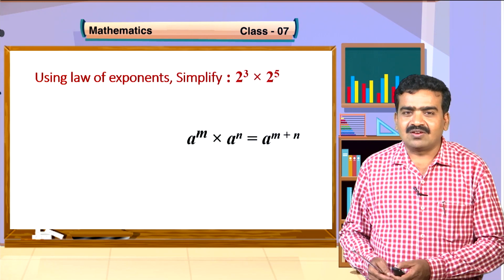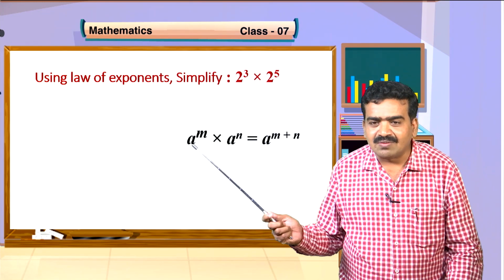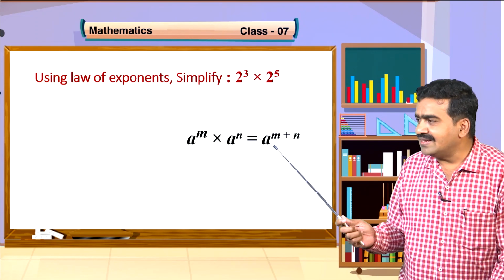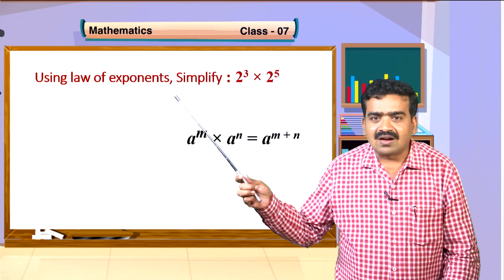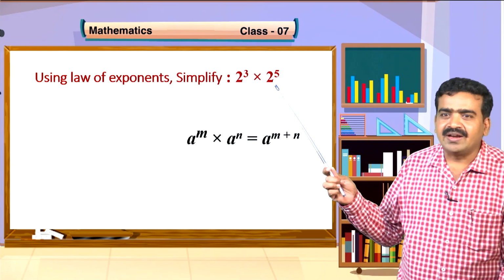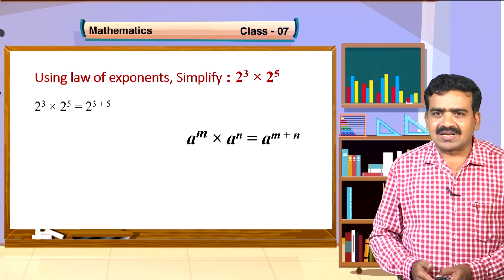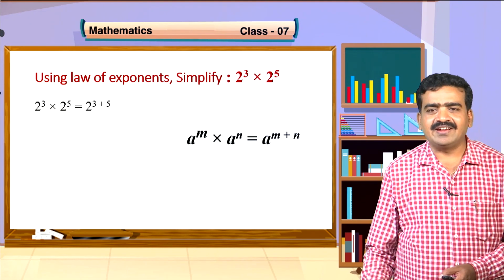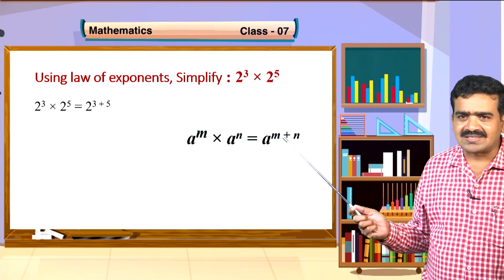So, let us solve a few problems by using the law of exponents. a to the power of m into a to the power of n is equal to a to the power of m plus n. Using the law of exponents, simplify 2 cubed into 2 to the power of 5. Here we have to use the law of exponents, that is a to the power of m into a to the power of n is equal to a to the power of m plus n.